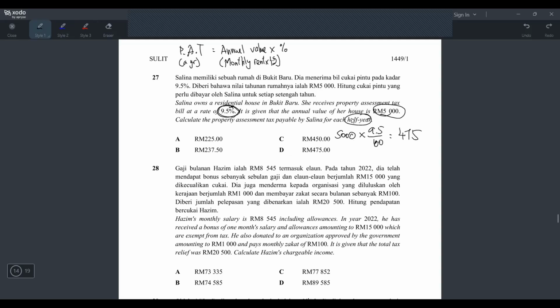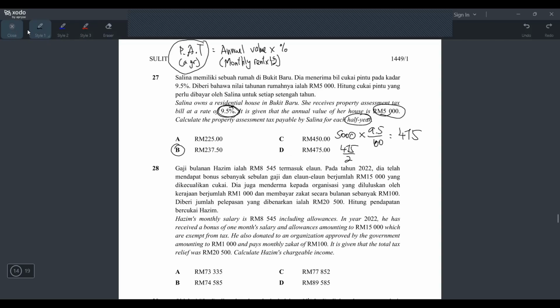Because they want for half year. So I already said this formula is to calculate for 1 year. If they want half a year, you have to divide 2. So what is 475 divided 2? Let's press. 237.5. So the answer is B.